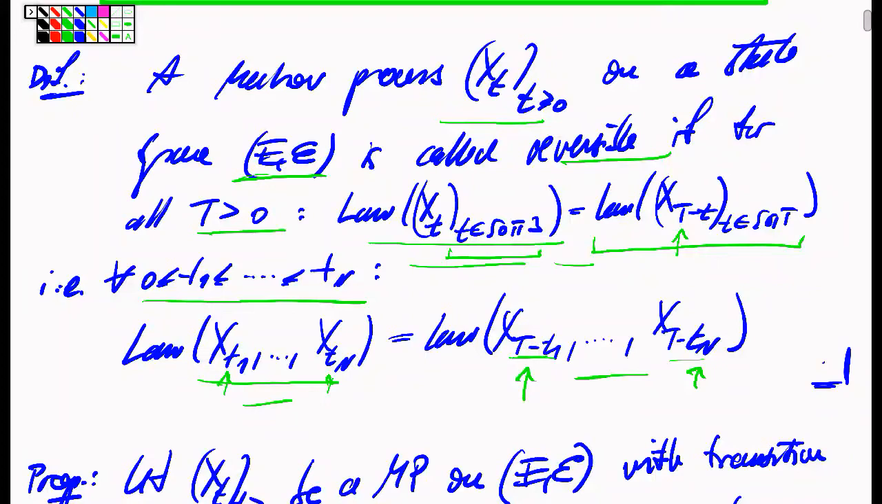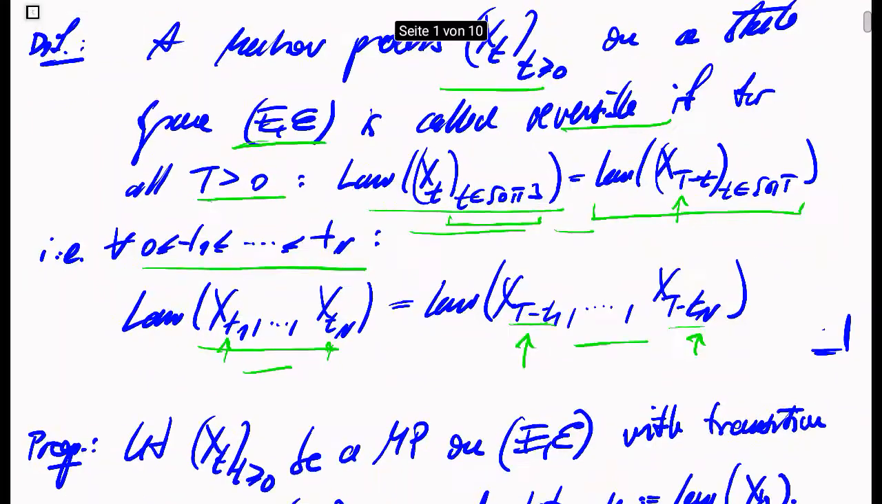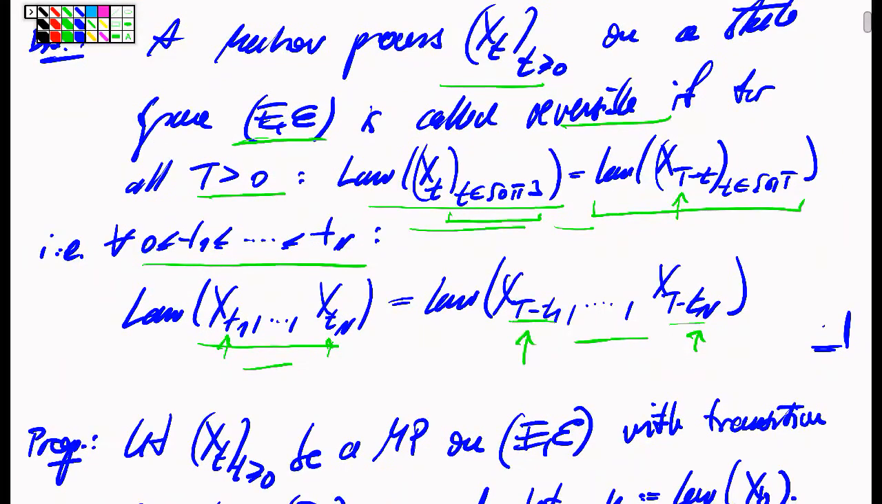And from a physical point of view, this signifies that this stochastic process, which describes some physical behavior of a system, is in a dynamic equilibrium, which means that it is an equilibrium under these forward-backward inflection.